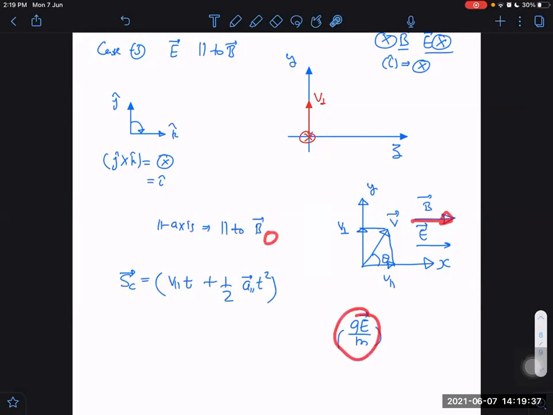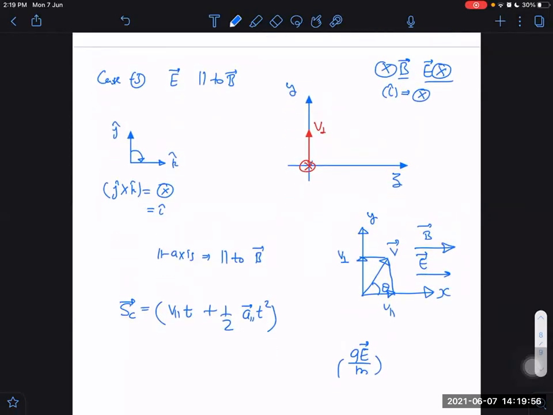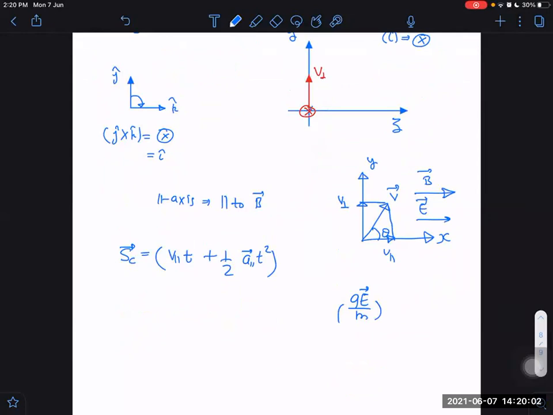But here the electric field is also there, so Q E by M is acting. If it is a positive charge, then plus Q E by M. If it is a negative charge, then the force will be due to the field in the minus I cap direction, the opposite direction. Both possibilities are there. I am assuming a positive charge right now. Positive charge assumed. Then what remaining situation?